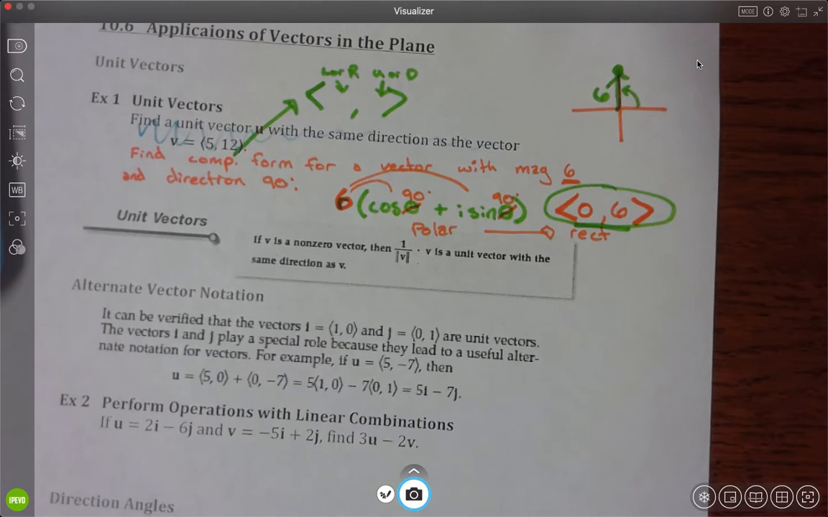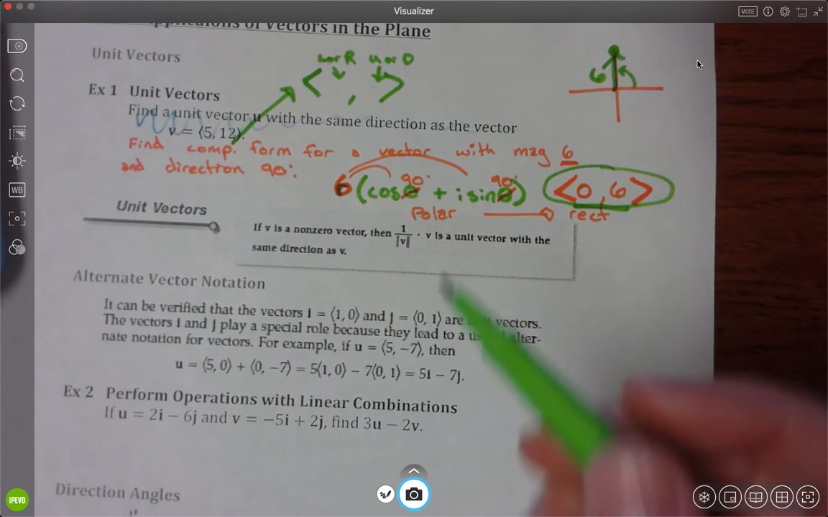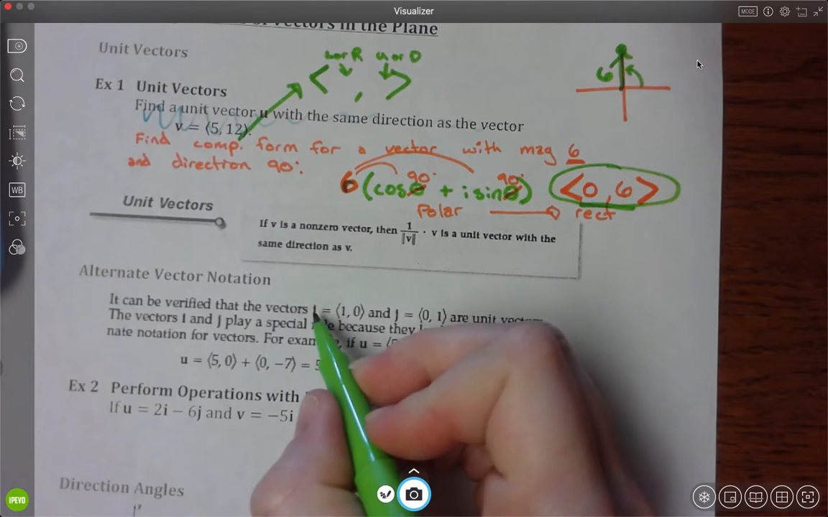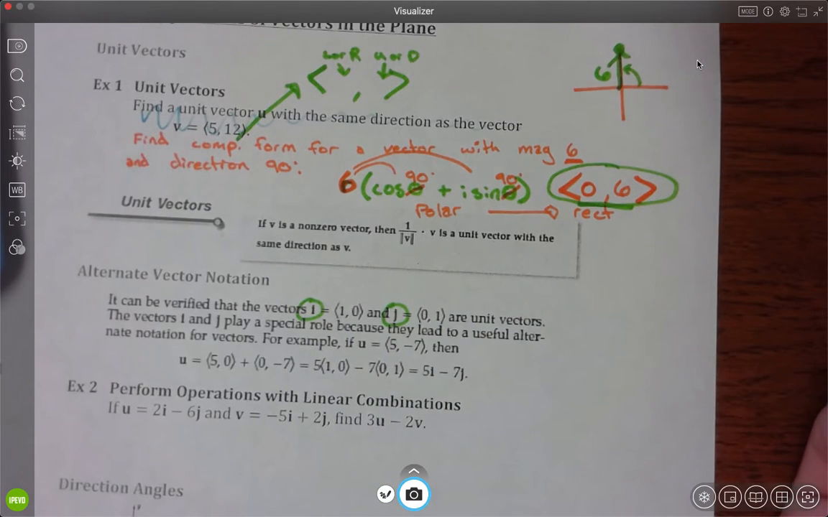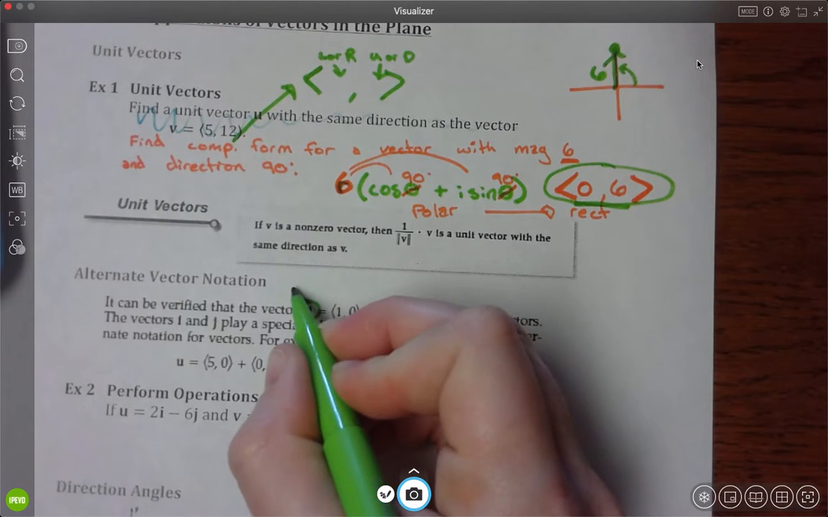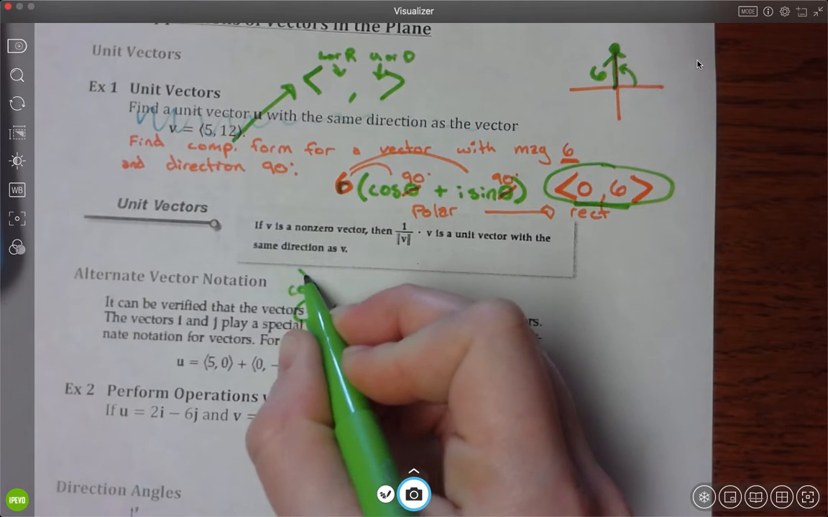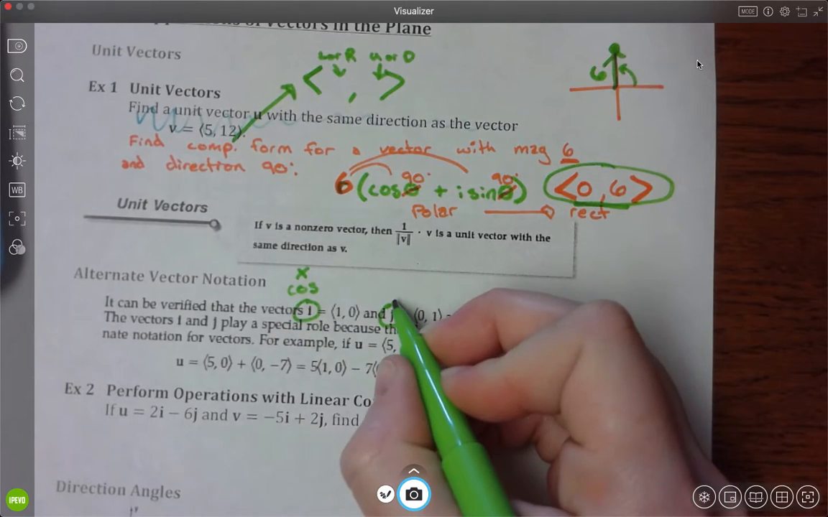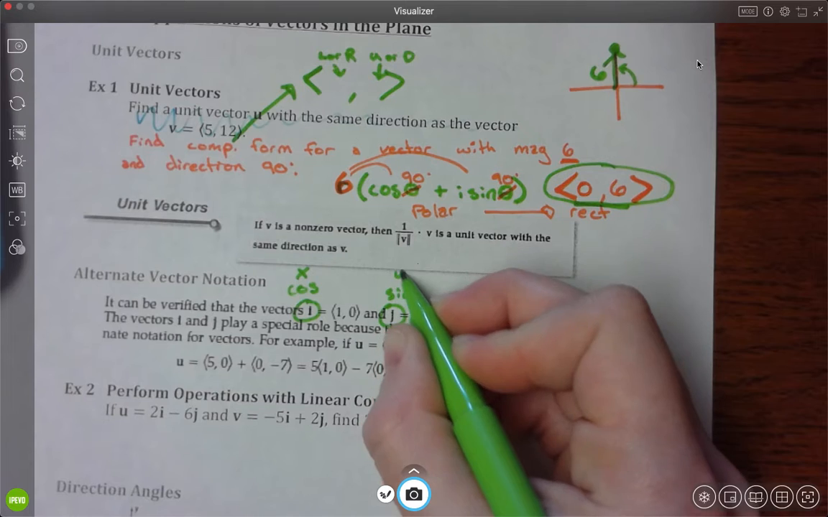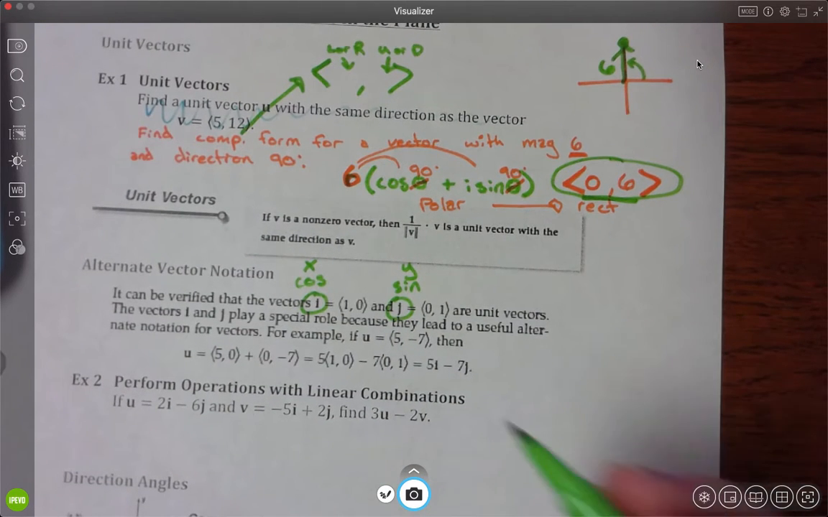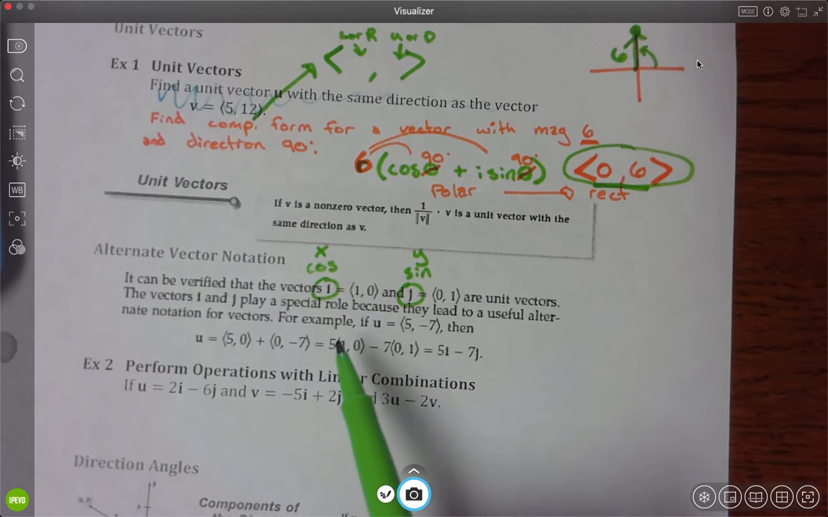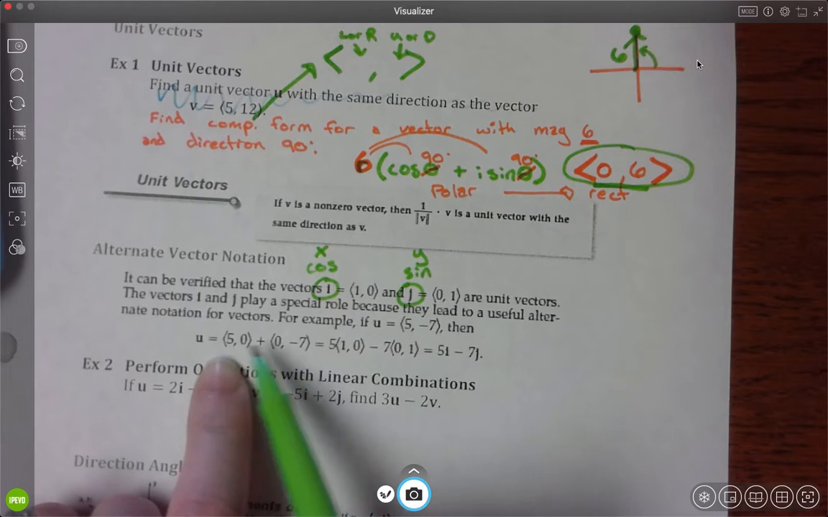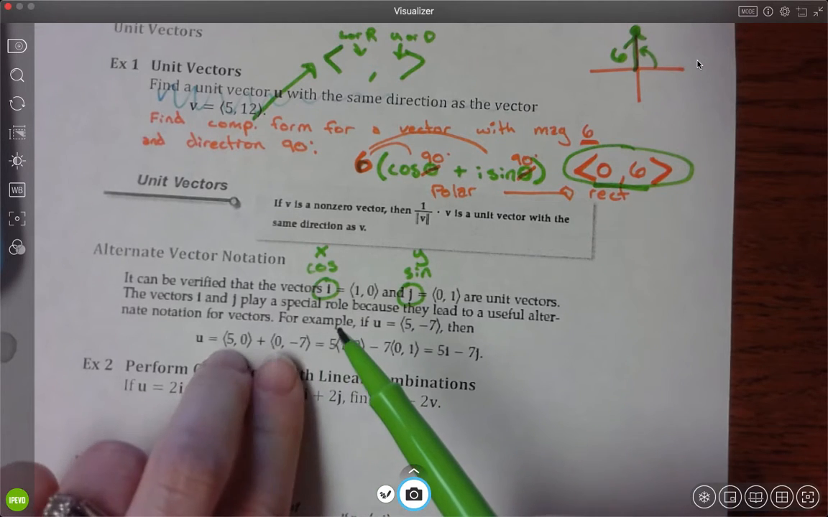And then sometimes instead of using sine and cosine, they will use i and j instead, okay? So i you can think of as the cosine or the x coordinate. j is going to be the sine or the y coordinate, okay? And so what they're demonstrating down here is that you can take component forms and add them together, which I think we did in the last section.